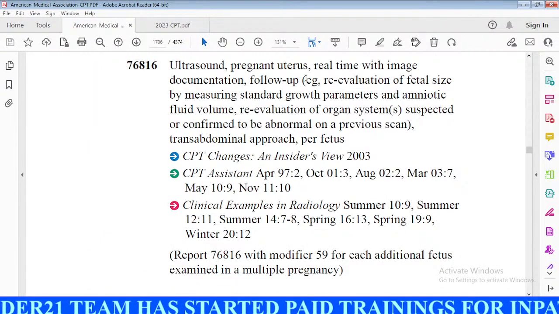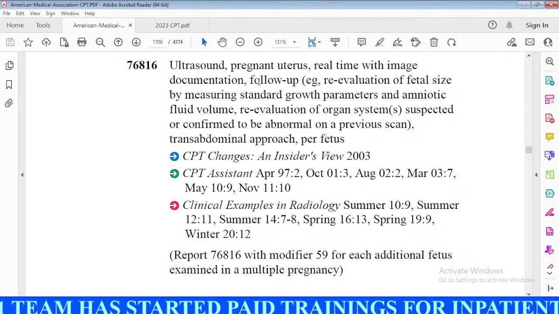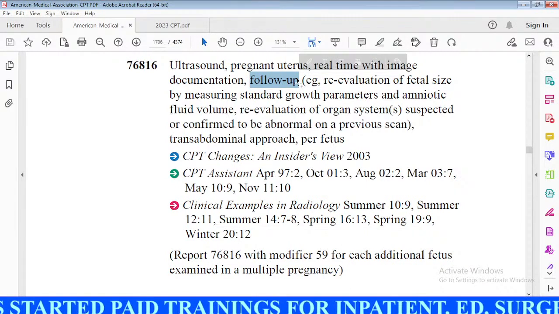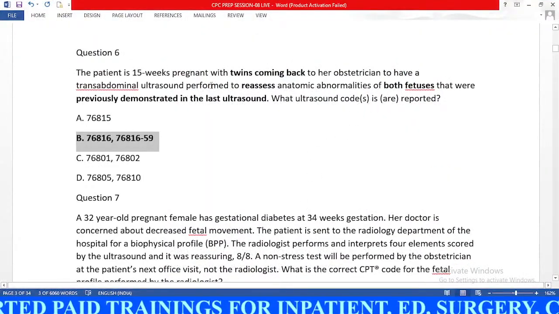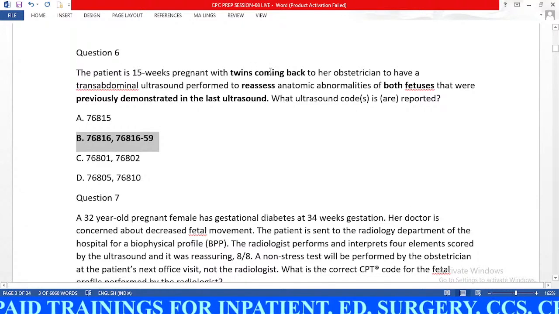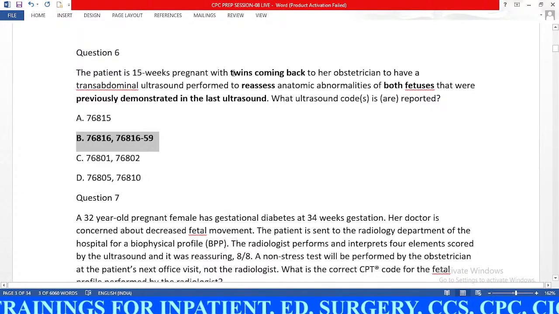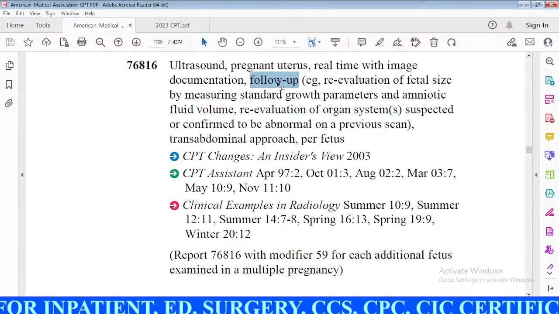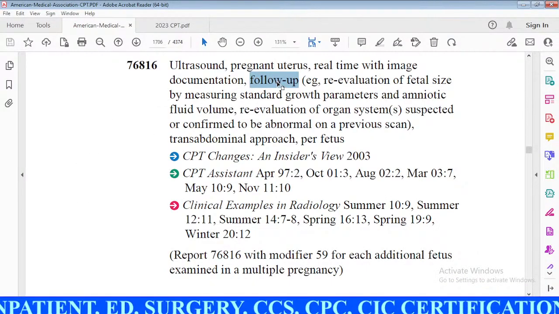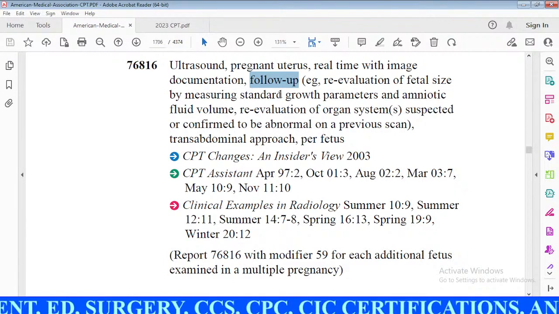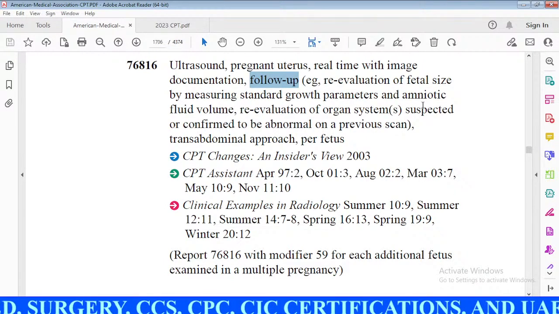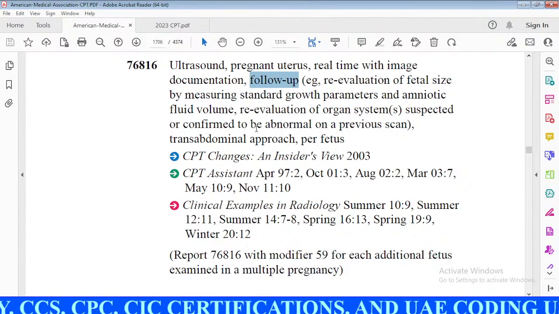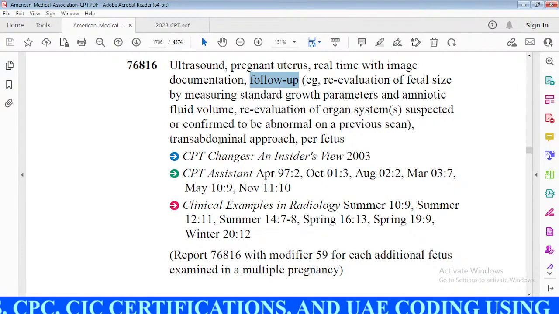So ultrasound pregnant uterus real time with image documentation, follow up, as she is coming for the second time. Here it is mentioned as subsequent, where she is coming back. So coming back means second time she is coming, so this will come under follow up. Re-evaluation of fetal size by measuring standard growth parameters and amniotic fluid volume. Re-evaluation of organ system suspected or confirmed to be abnormal on previous scan.